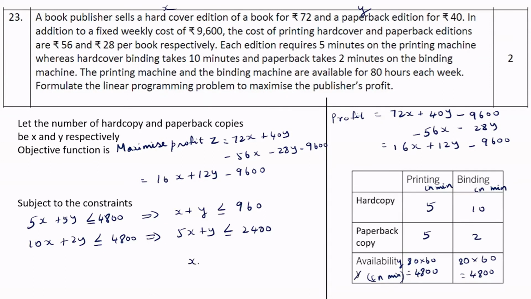And the non-negative constraints x, y greater than or equal to 0. So this is the first constraint and this is the second constraint. All these are rough; I have written only for your understanding. So writing the objective function, this step carries 1 mark, and writing the constraints, these inequalities, carry 1 mark.